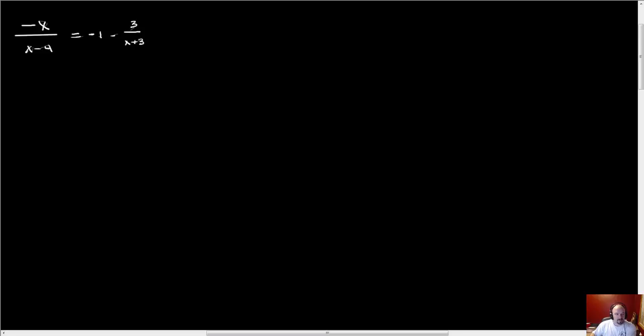Okay, so you're given this equation. So what you're going to do is you're going to have to find a way to get the x's out of the bottom. You can't have x's in the bottom, it's bad. So what we're going to do is try to find the least common multiple of all of the denominators, of this x minus 4 and x plus 3.